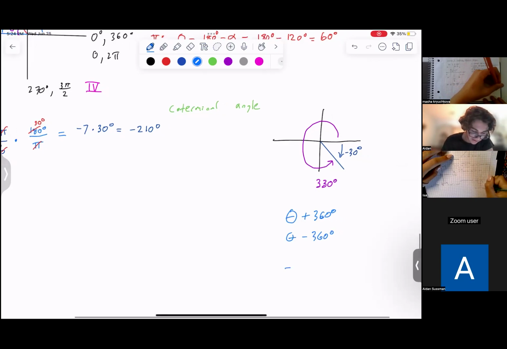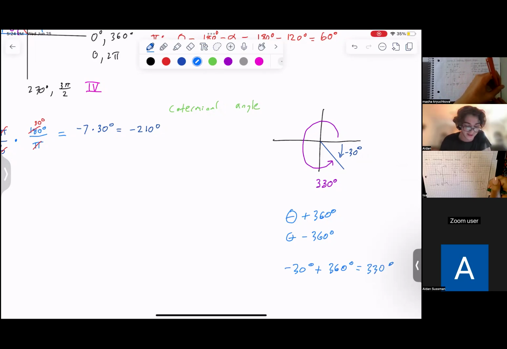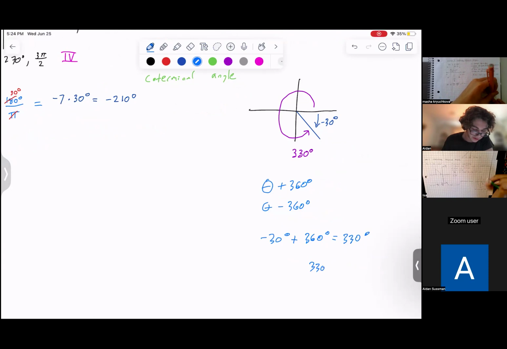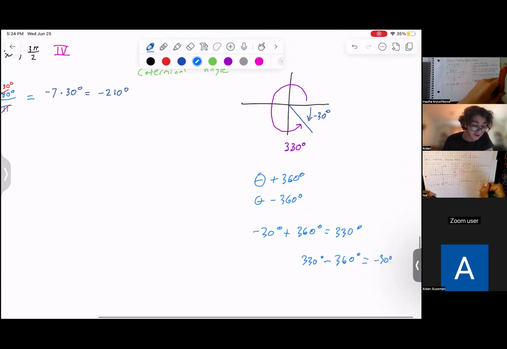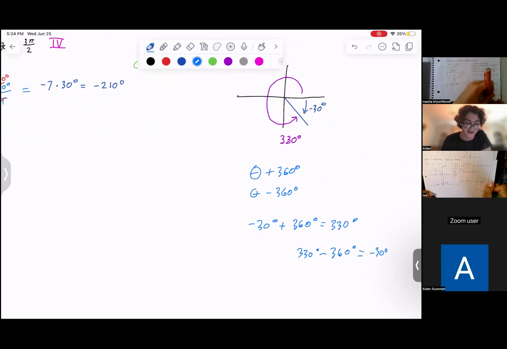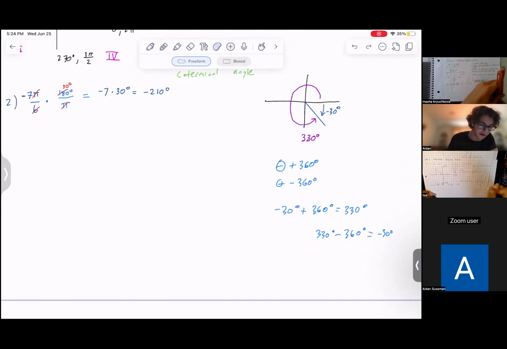Let's see that really quickly. If I take -30 degrees and add 360 degrees, I get 330. They are the exact same angle. If I took 330 degrees and subtracted 360 degrees, I would get -30 degrees. And in fact, you can keep doing this. I could subtract it again and I would get negative 390 degrees. And that would be the exact same angle. If -390 degrees would be like this. Both of those are coterminal angles.